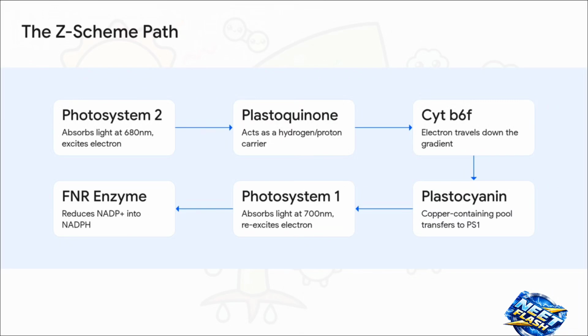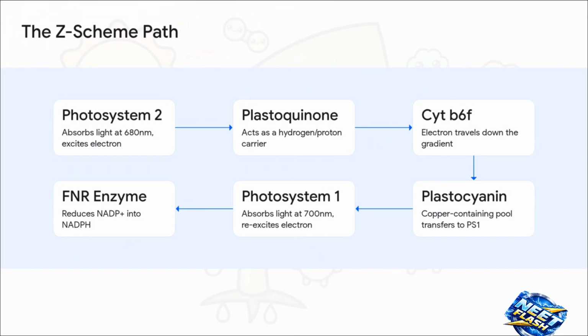PS1 gets zapped by light at 700 nanometers, re-exciting the electron up to an iron-sulfur protein, then to ferredoxin, and finally to the FNR enzyme. This enzyme takes the electron, grabs a proton from the stroma, and reduces NADP+ into NADPH.